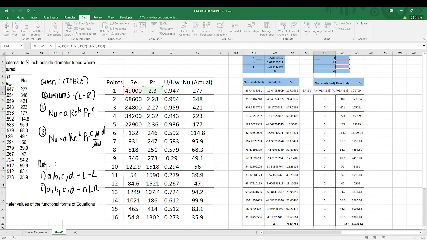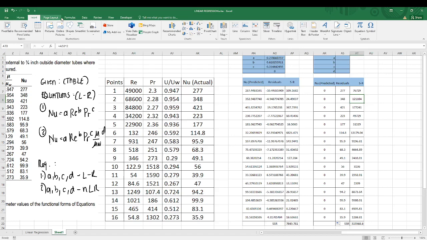Should have at least a viscosity ratio. So this is A times Reynolds to the power of B times Prandtl to the power of C times the viscosity ratio to the power of D. Lock it, and then solve again by using the solver method.